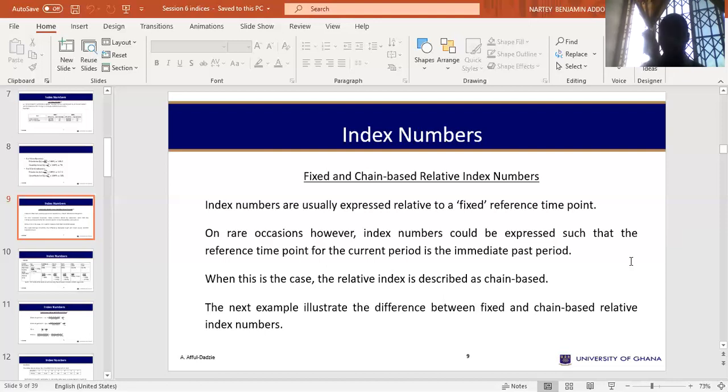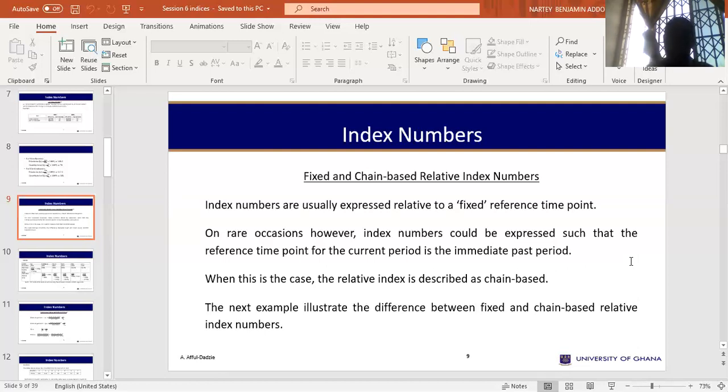So index numbers are usually expressed relative to a fixed reference time point. On rare occasions, however, index numbers could be expressed such that the reference time point for the current period is the immediate past period. For example, if you want to calculate the index number for 2020 and you use 2019 as the base period, that's a typical example of what I've just said. When this is the case, the relative index is described as chain-based, as I've already mentioned.